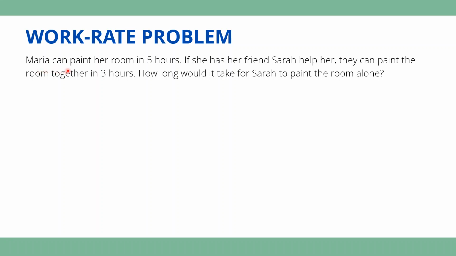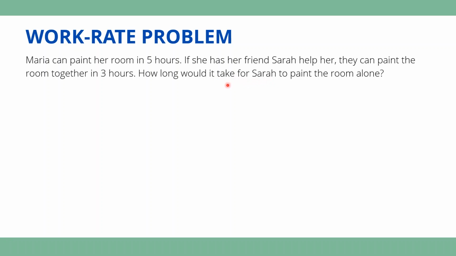So we have: Maria can paint her room in 5 hours. If she has her friend Sarah help her, they can paint the room in 3 hours. So how long would it take for Sarah to paint the room alone? So let's look at our problem closely. So first, our unknown variable. From our problem, we're looking for the time. How long would it take for Sarah to paint the job alone?